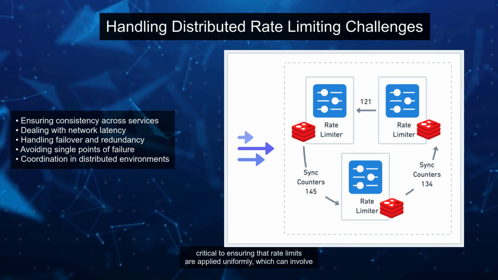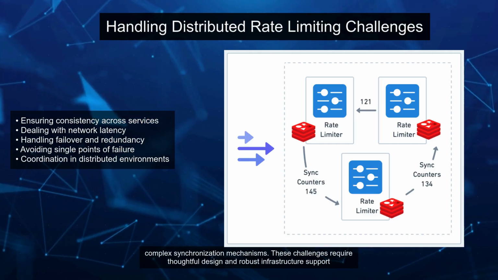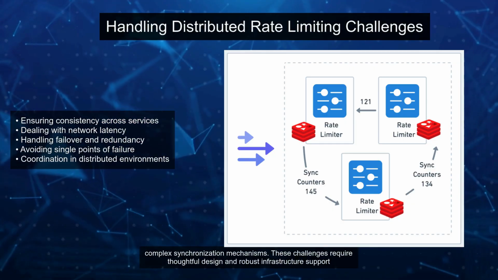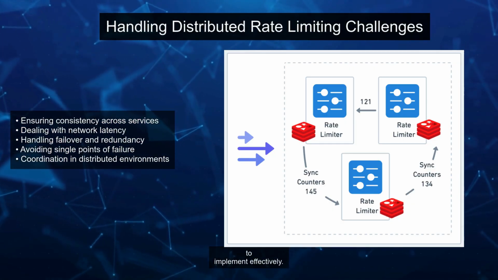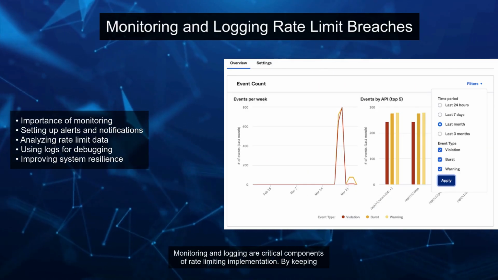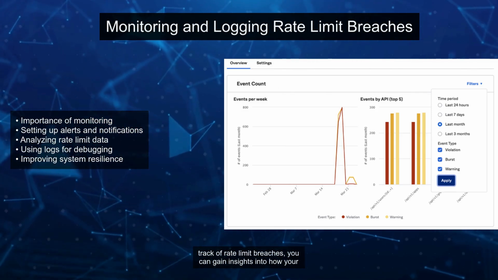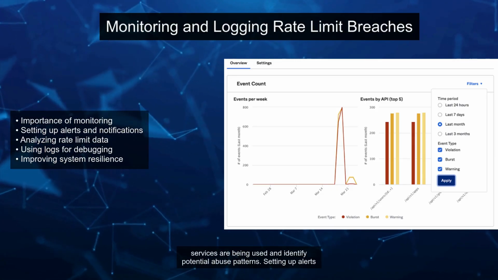Coordination across multiple nodes in the network is critical to ensuring that rate limits are applied uniformly, which can involve complex synchronization mechanisms. These challenges require thoughtful design and robust infrastructure support to implement effectively. Monitoring and logging are critical components of rate limiting implementation. By keeping track of rate limit breaches, you can gain insights into how your services are being used and identify potential abuse patterns.